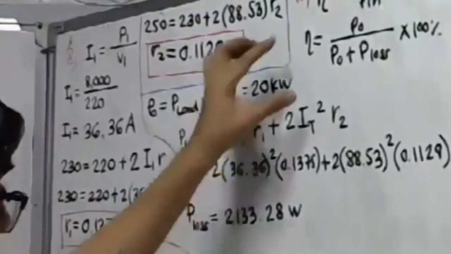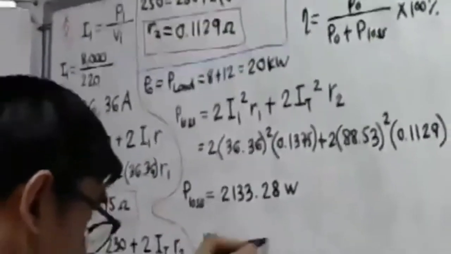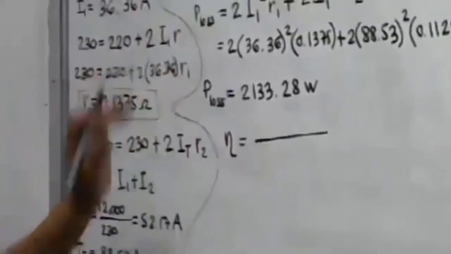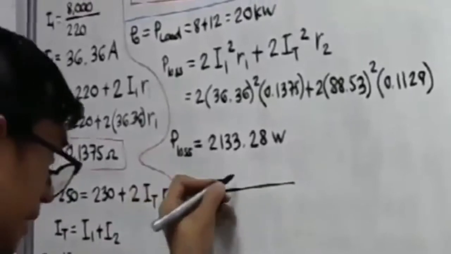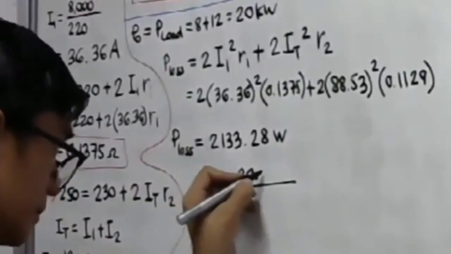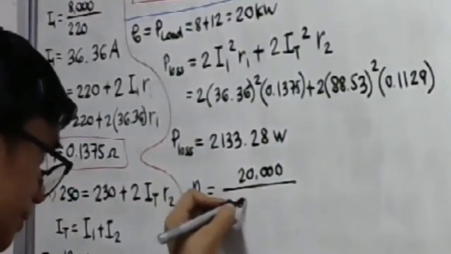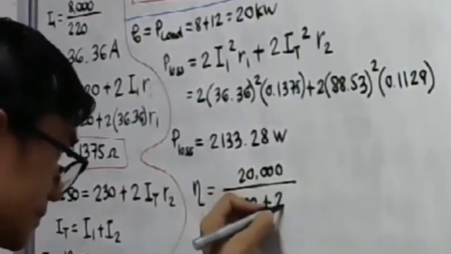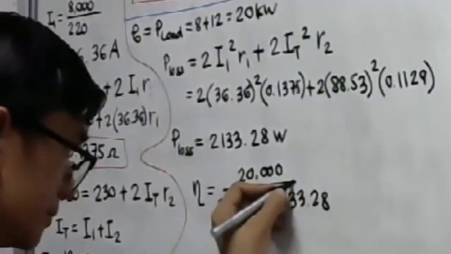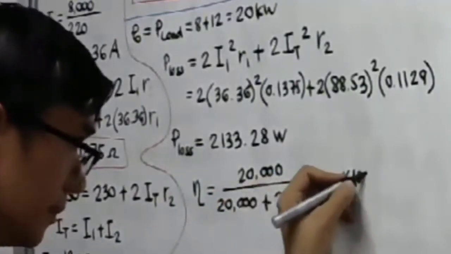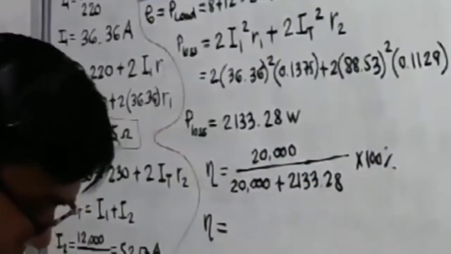So let us just substitute into the formula for the efficiency. The power output is always the power consumed by the load, which is 20,000. Put here 20,000 over 20,000 plus 2133.28, times 100%. What is now our efficiency?